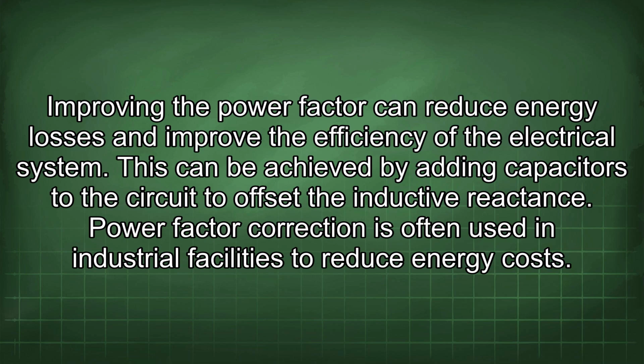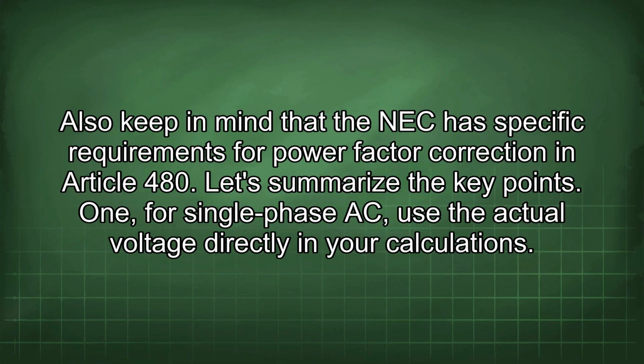Improving the power factor can reduce energy losses and improve the efficiency of the electrical system. This can be achieved by adding capacitors to the circuit to offset the inductive reactance. Power factor correction is often used in industrial facilities to reduce energy costs. Also keep in mind that the NEC has specific requirements for power factor correction in Article 480.